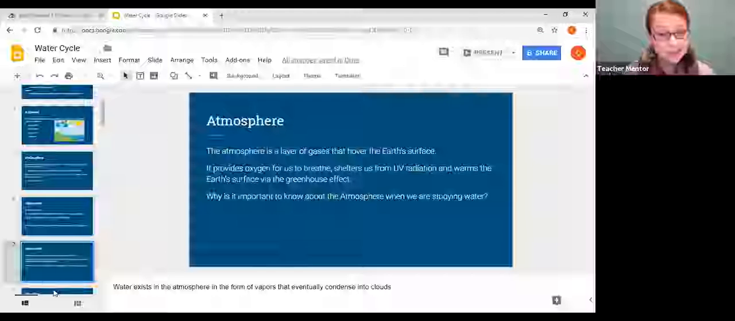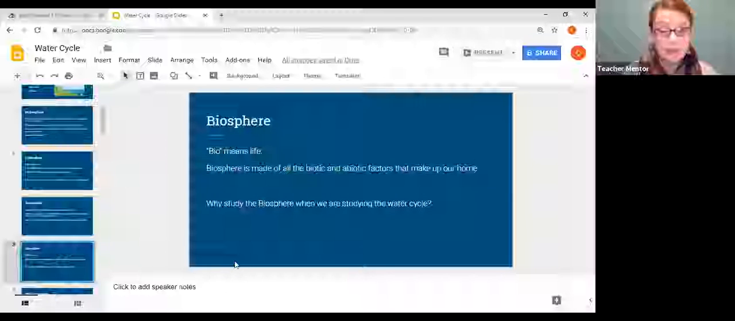So again, why is it important to know about the atmosphere when we're focusing on water? Oh, I left my answer up here. So let's just go over that. So we have water existing in the atmosphere as water vapor. And so water vapor is a crucial part in the water cycle, and it eventually will condense into clouds.